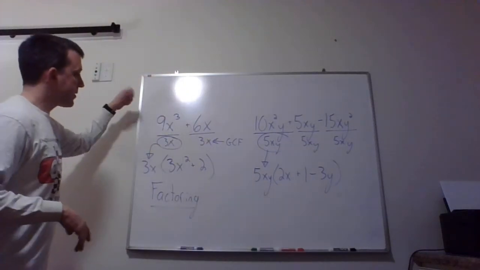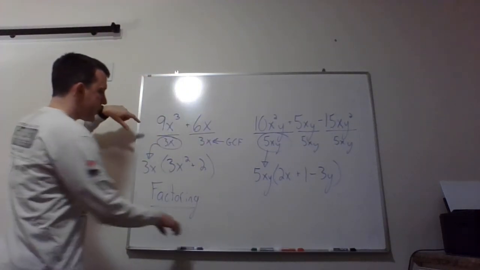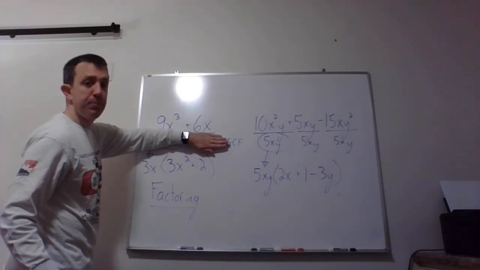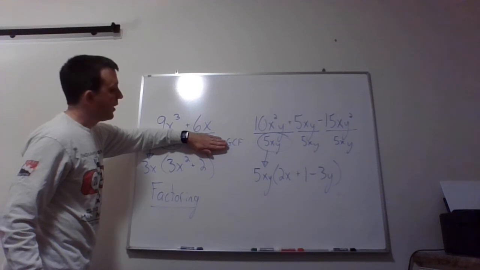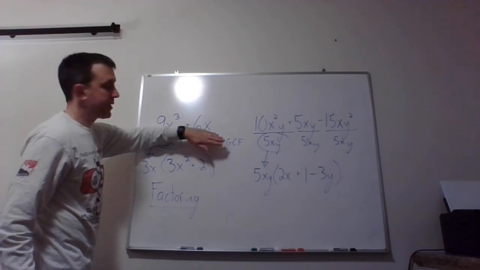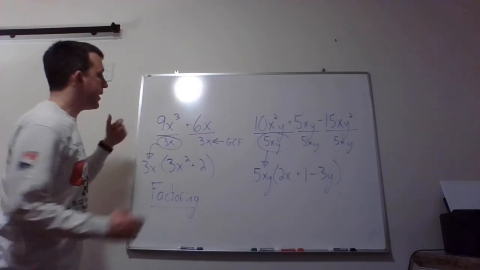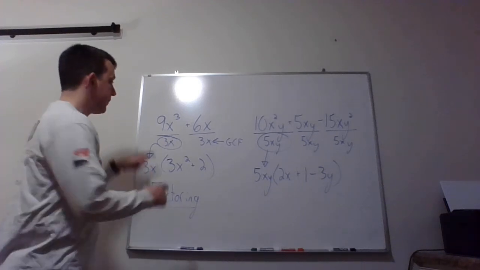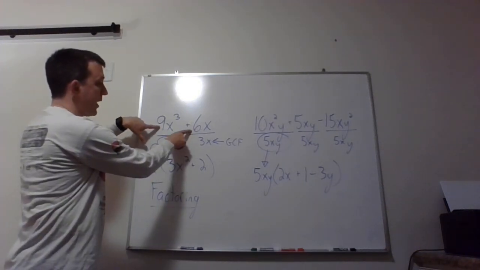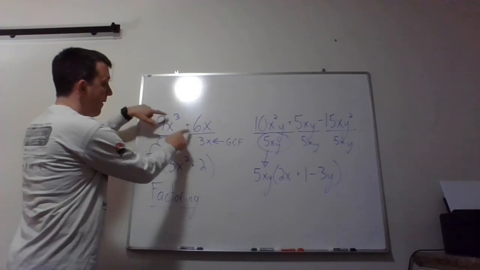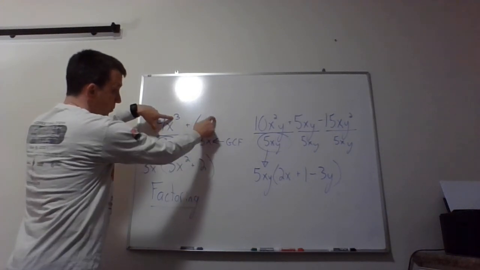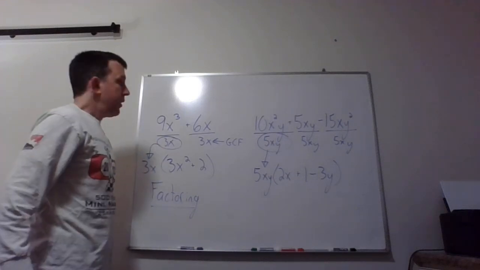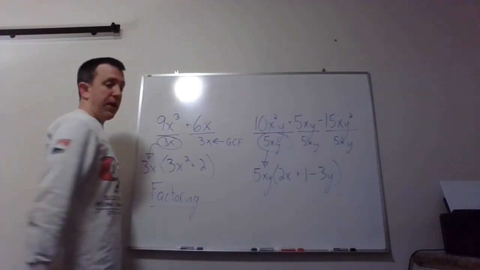All right, so let's look at my first example. The example here is 9x cubed plus 6x. When I look at that, again, I'm finding the greatest common factor first. The biggest thing that divides 9 and 6 is 3. The most x's I can use is just 1, because 1 is smaller than 3. So I'm dividing both of them by 3x.